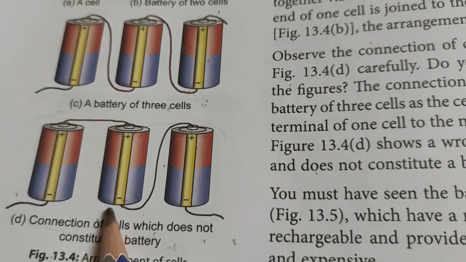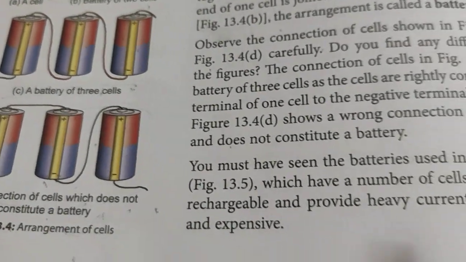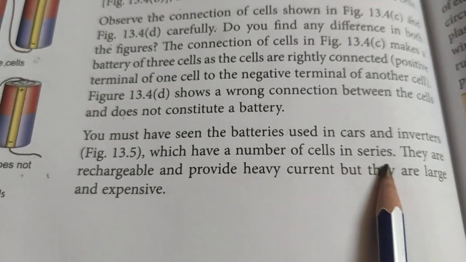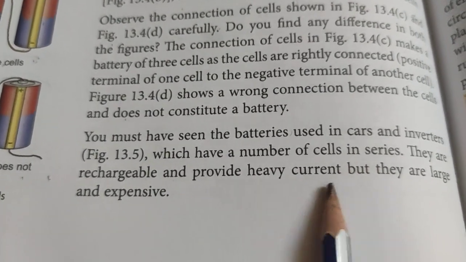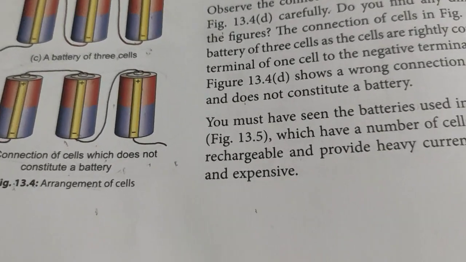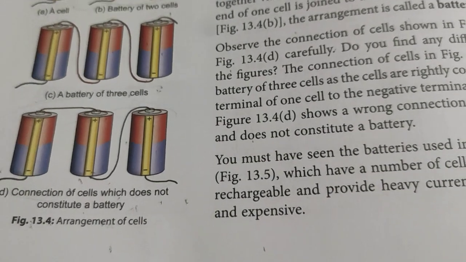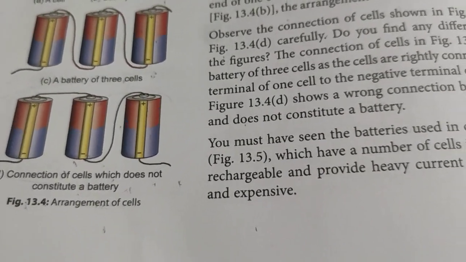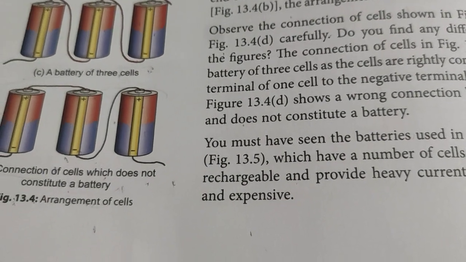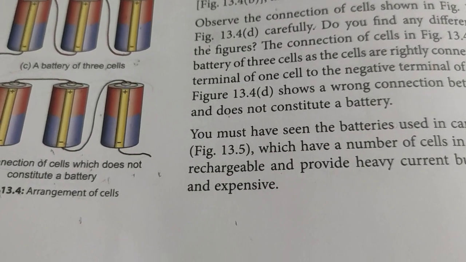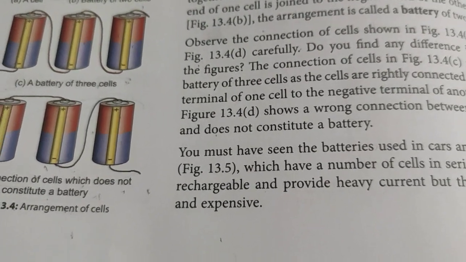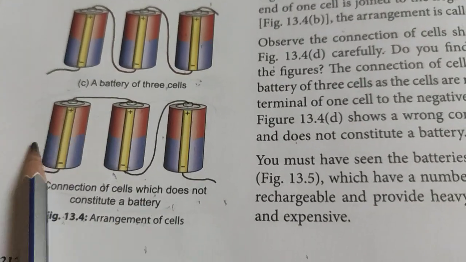Clear? Now you must have seen batteries used in cars and inverters, which have a number of cells in series. They are rechargeable and provide heavy current, but they are large and expensive. There are batteries used in cars, in bikes and scooters, and at your home as inverters. When the light goes off, the inverter starts working. Those are expensive ones, but these are not expensive.